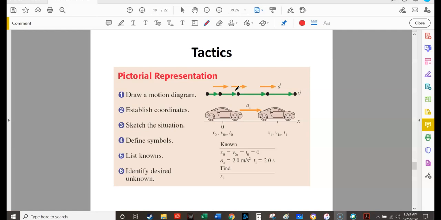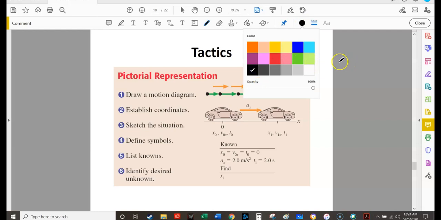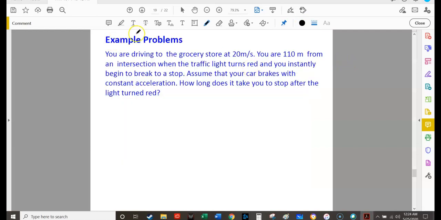So we're going to keep this set of tactics, which is very brief, and what we've been learning and striving up to actually do these quantitative problems. So let's get into it. So here we go.